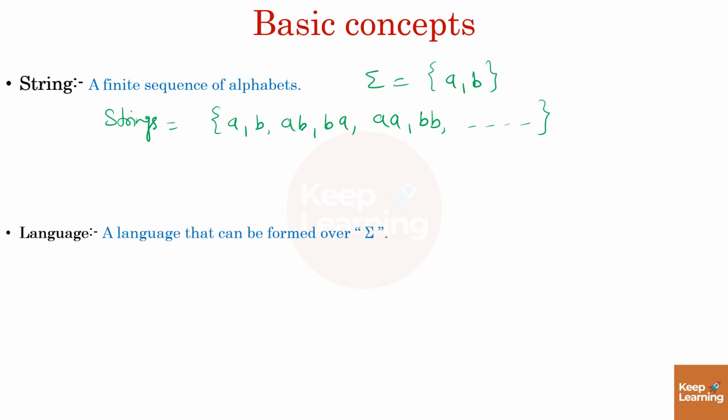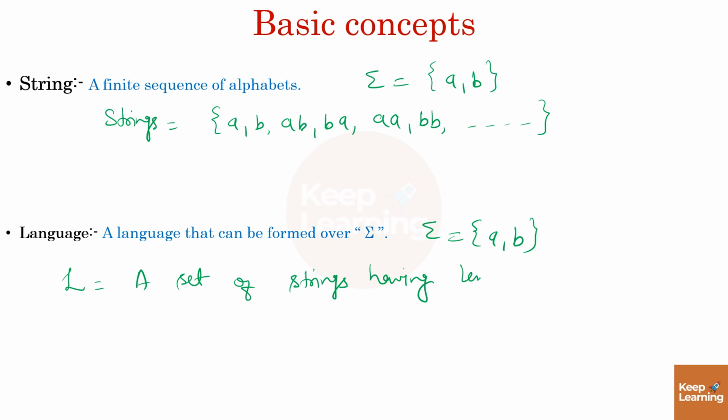Next concept is language. A language that can be formed over sigma. So if sigma is AB, then one language can be a set of strings having length 2. So this will be my language. What corresponding strings can we generate? It can be double A, AB, BA, and double B. So these all are the strings which belong to this language.